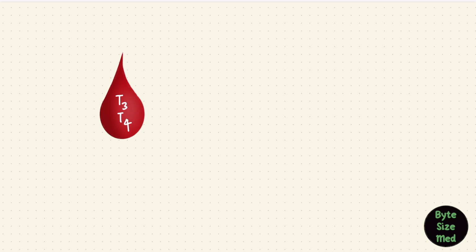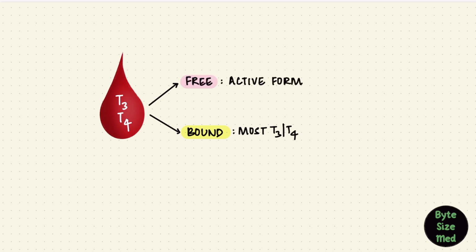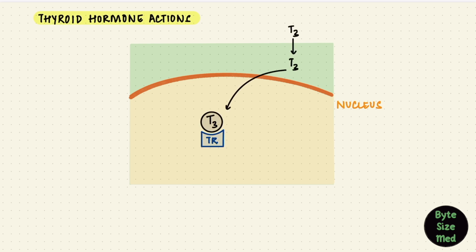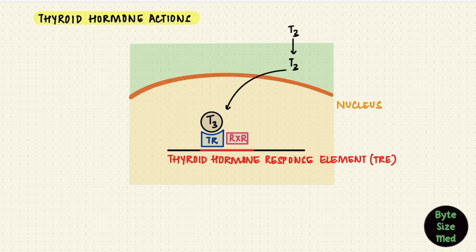T4 and T3 travel in blood, either free or bound, but mostly bound. However, it's the free form that's actually physiologically active. The thyroid hormones, mainly T3, reach the target cells and act on the nucleus of the cell. They bind to the thyroid hormone receptor, which forms a heterodimer with the retinoid X receptor, and this complex binds to the thyroid response element of the cell's DNA. This is followed by transcription and translation, so protein synthesis. And those proteins are how the thyroid hormones have effects on different parts of the body.